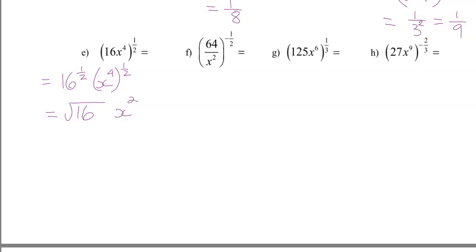We have a power to a power. So x to the 4th to the 1/2. Multiply the exponents, 4 times 1/2, which gives us 2. The square root of 16 is 4, so we get 4x squared. Okay. Answer, we get 4x squared.